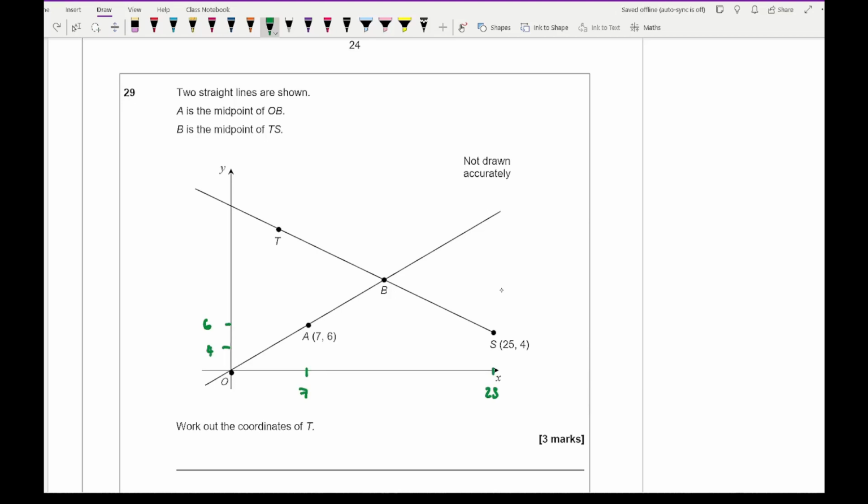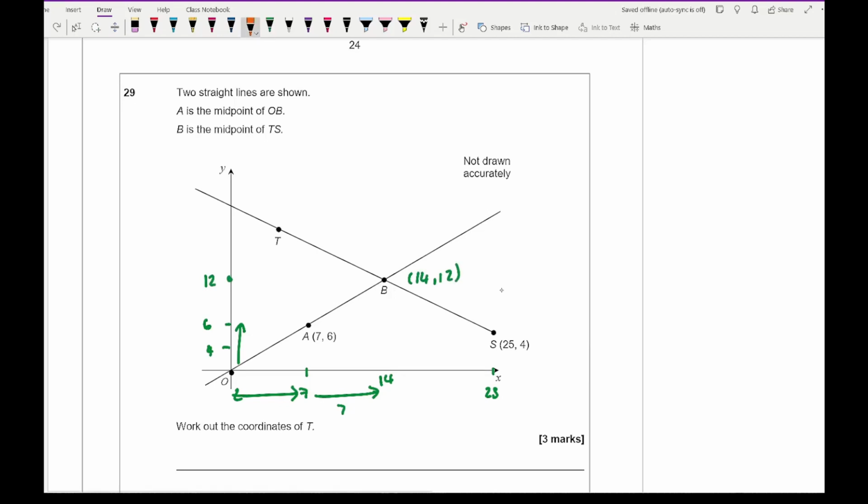So B is going to be at the midpoint of that. So looking at this, we can see that the midpoint of A and B, so O and B, this here is from 0 to 7, so that means that we need to add another 7, so this is going to be at 14, and if this is all the way up to 6, then we need to add another 6, and that becomes 12. So B is at 14, 12.